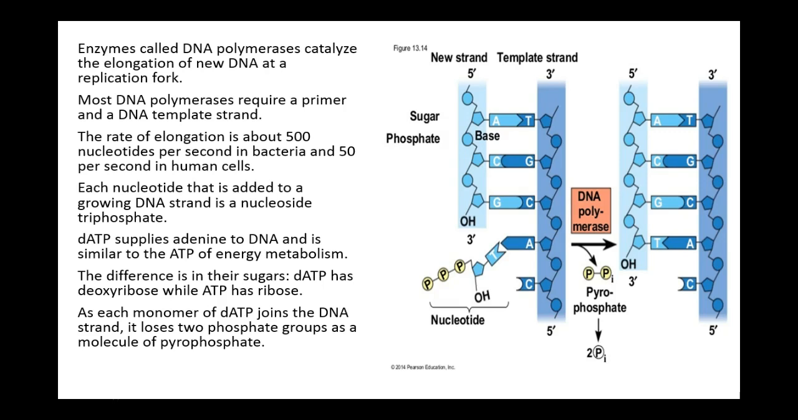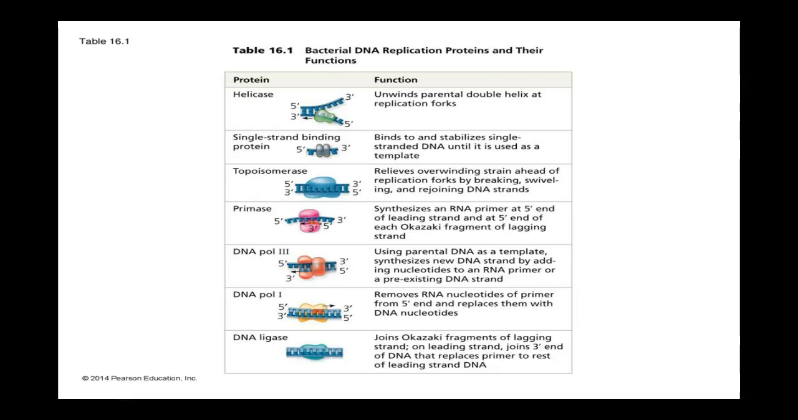This is an enzyme that is actually going to make these long chains of nucleotides, one right after the other over and over again, from the 3' to the 5'. Each monomer of dATP joins with the DNA strand, and it loses 2 phosphate groups as a molecule of pyrophosphate. There you go with regard to how that happens. Each individual nucleotide gets added.